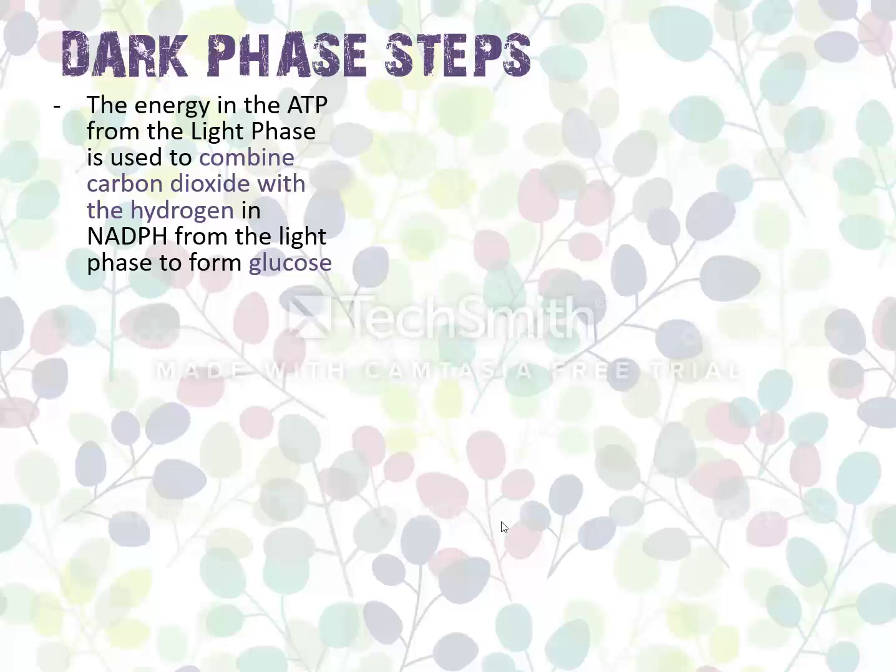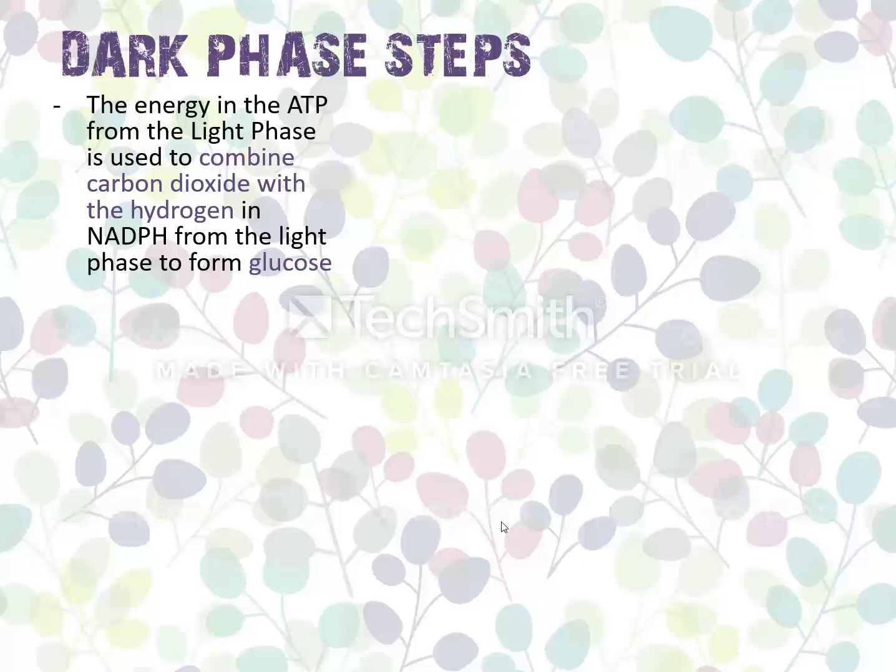So in this case, we've now stored energy in ATP. We need to use that energy. So that energy that comes now from the light phase is going to be used to take carbon dioxide and combine it with the hydrogen ions. Not combine it with NADPH. Combine it with hydrogen. NADP is now the car. It took hydrogen to where it needed to be. Now it goes away again.